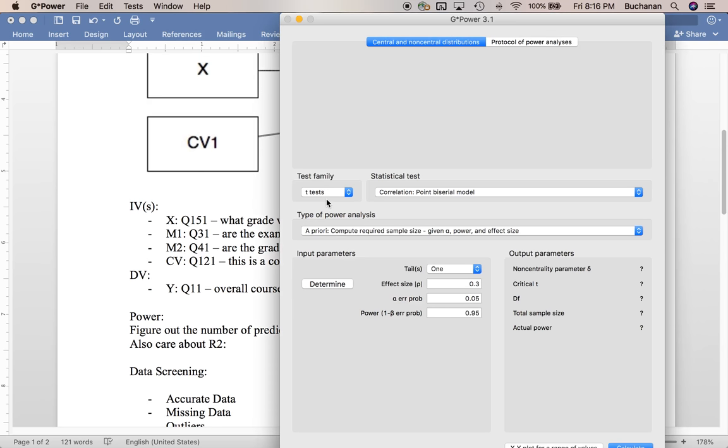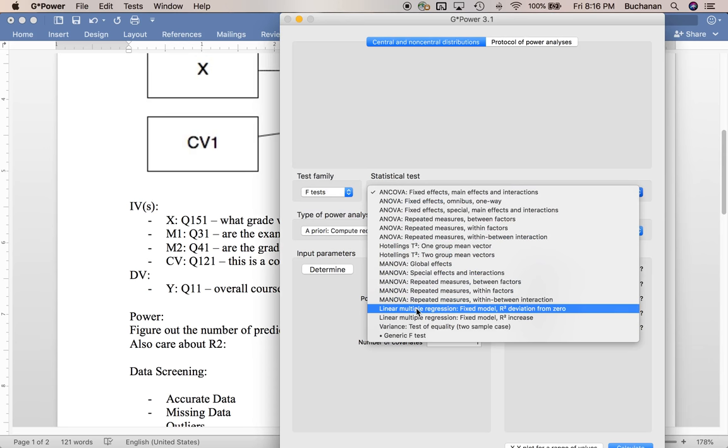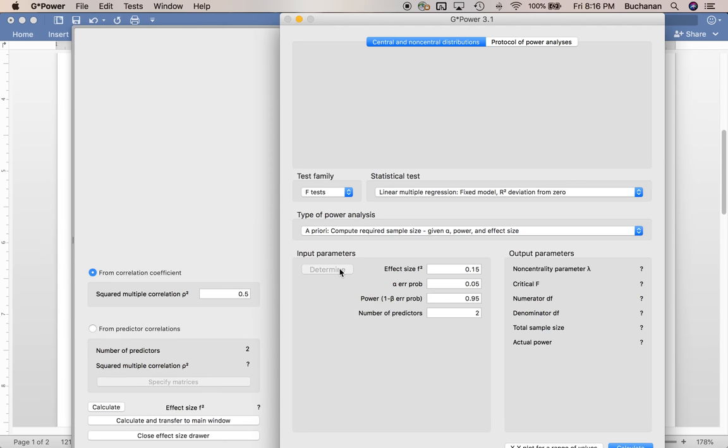All right, so what I'm going to do is pick F test. Come down here and pick linear multiple regression, R squared deviation from 0, because we just want to know how much power we need for our final model with all of the predictors. Click determine. What we can do is, from correlation coefficient squared multiple correlation, rho squared, here, this is where you can enter R squared. Let's pick a random one, 0.12, so kind of a medium to large effect size.